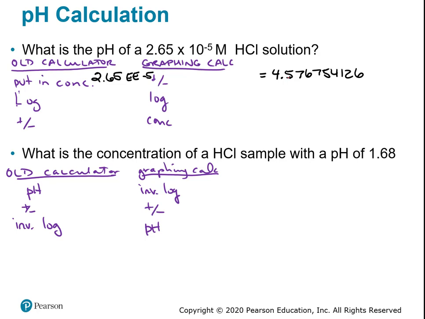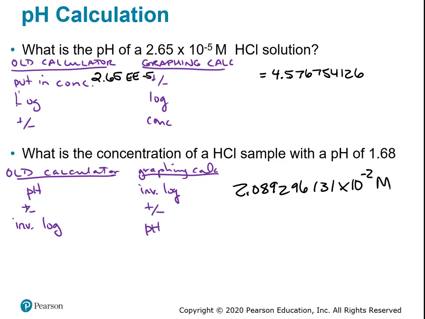Okay, so in this one, old calculator, you've got to put in 1.68 first, make it negative, then hit second log. 1.68, make it negative, second log, because that's the inverse log. If you have a graphing calculator, you do it straight. You hit second log, then the negative, then whatever the pH value is. I got 2.089296131 times 10 to the minus 2 molar.